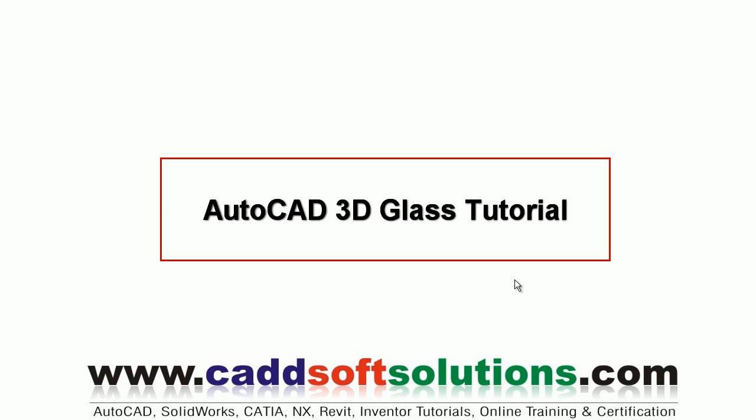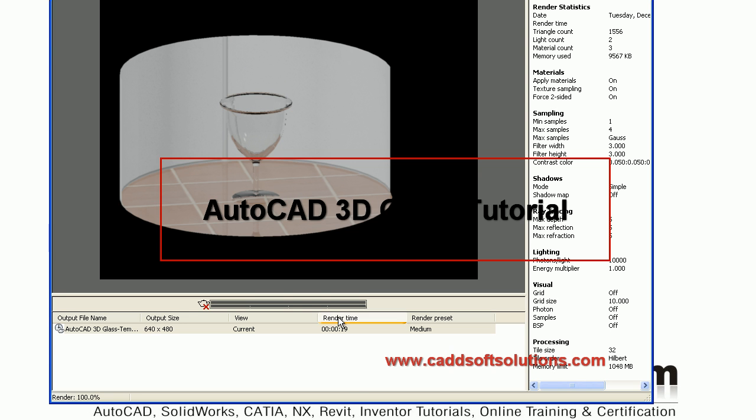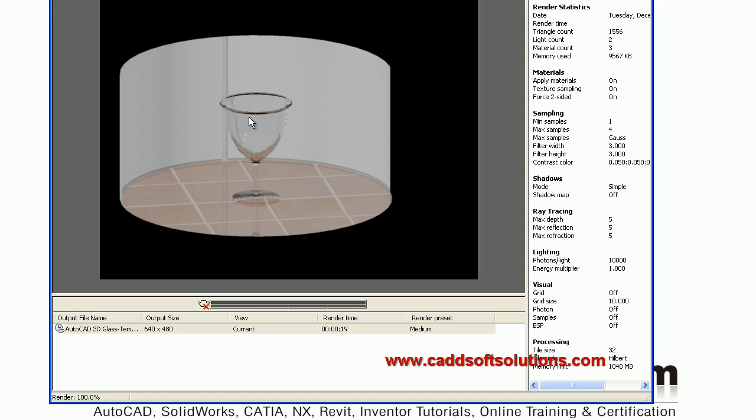So in this tutorial, we are going to learn how to create a 3D glass in AutoCAD. Once it is created, it should look like this. We will also apply the glass material to the glass, and we will create a background and bottom surface, so that it can be presented properly. So let's start with AutoCAD.